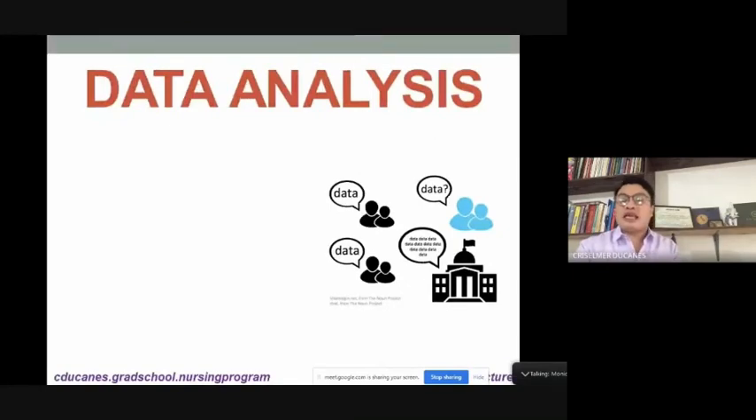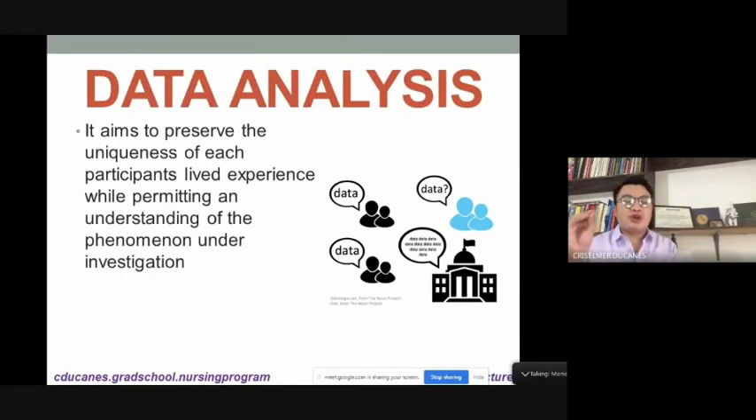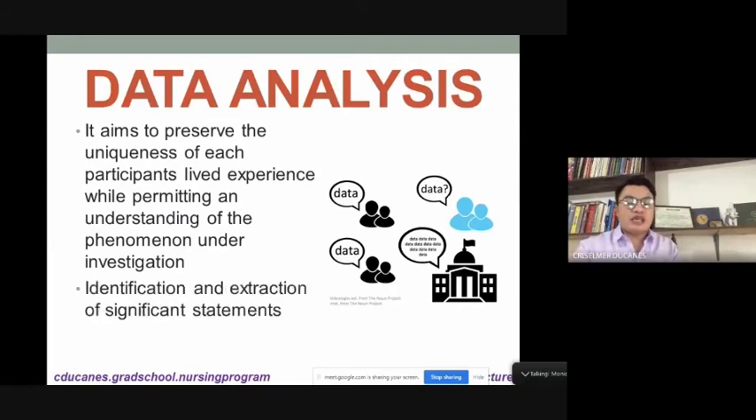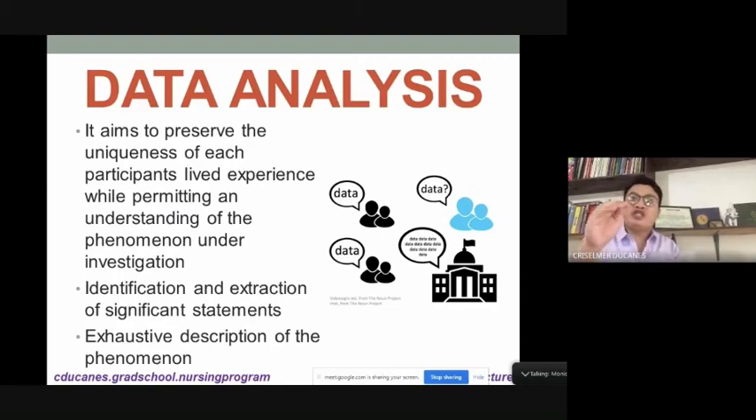Also, we have your data analysis. It aims to preserve the uniqueness of each participant's lived experience while permitting an understanding of the phenomenon under investigation. So, identification and extraction of the significant statements. We have extracted the significant statements from the interview transcripts. Okay? Then an exhaustive description of the phenomenon. So we look into connections between themes and sub-themes, for example, and have a full picture of the phenomenon or the whole experience of your participants.